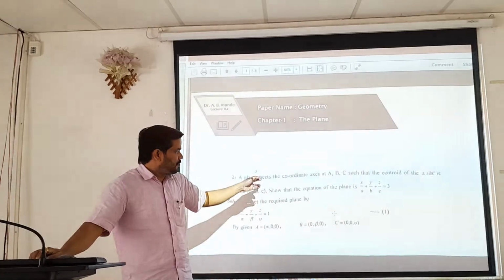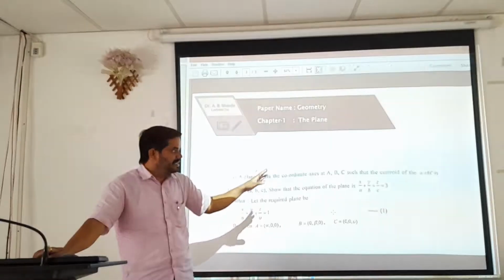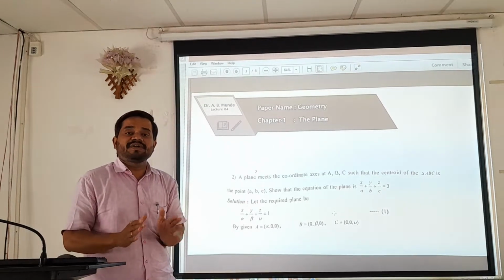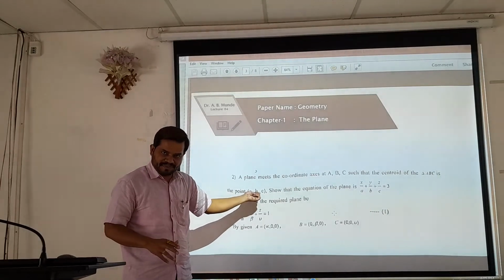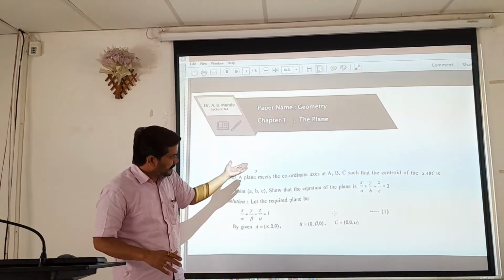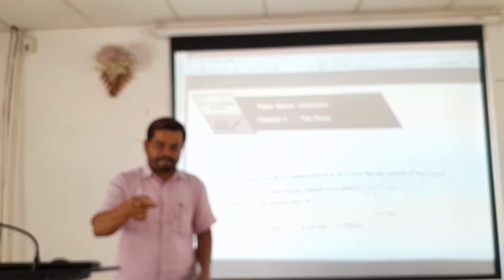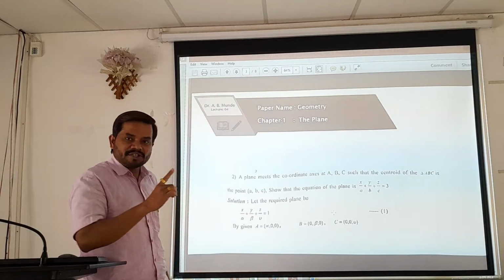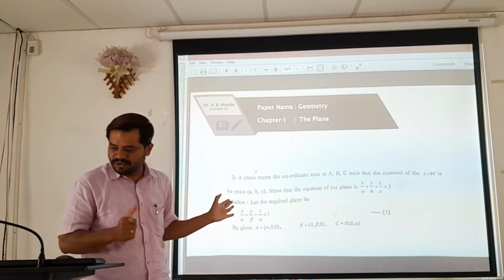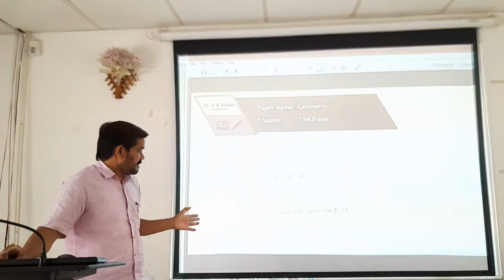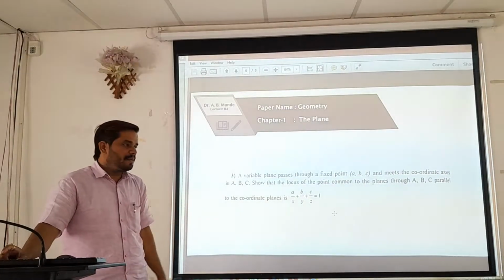That plane meets the coordinate axes at capital A, capital B, capital C, such that the centroid of triangle ABC is also given, and we proved that the equation of the plane is x by A plus y by B plus z by C is equal to 3. Do you understand this example? Yes? Okay.